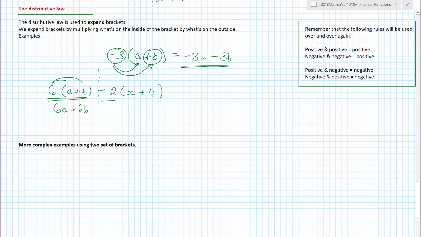Now I'm going to move on to this second section. But remembering that that is a minus 2. So the minus belongs to the 2. Really, really important. So minus 2 times x is minus 2x. And minus 2 times plus 4 is minus 8.